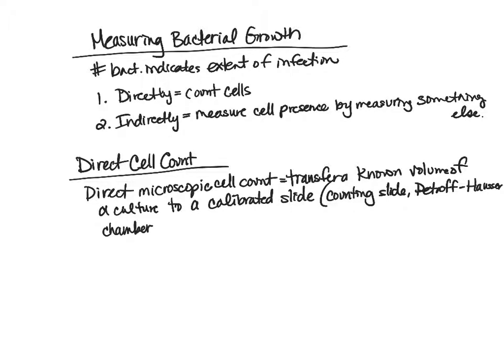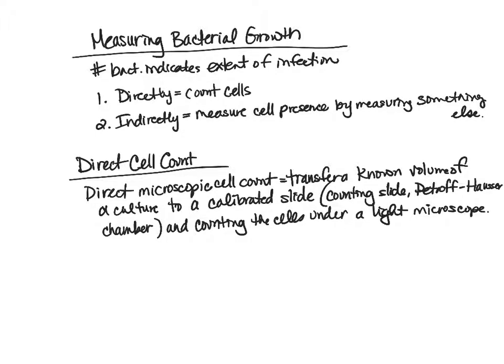Chamber. And counting the cells under a light microscope. So this is going to allow for the calculation of a specific volume. So we know a specific volume, we can make it a very small volume, and then we can put it on one of these counting slides or Petroff-Hausser chambers, and then we can actually make a count.